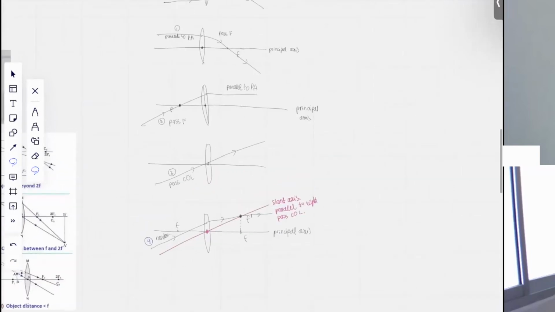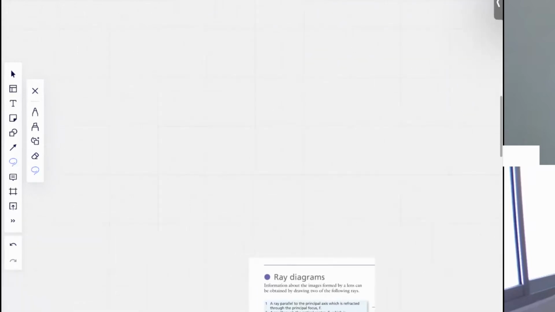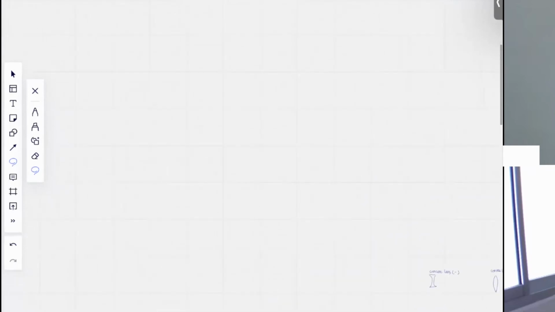Now, how to draw an image? Image means, if it is a real image, the light is spreading out from the object, and a lot of this light is merging back to another point. Then this point is called the image. Understand? So the key here is, for example, like this. This is the object.